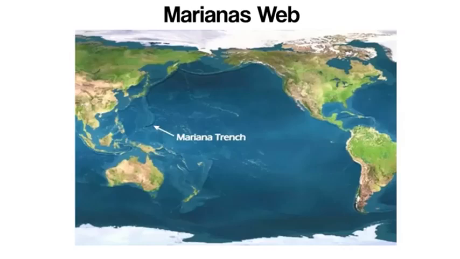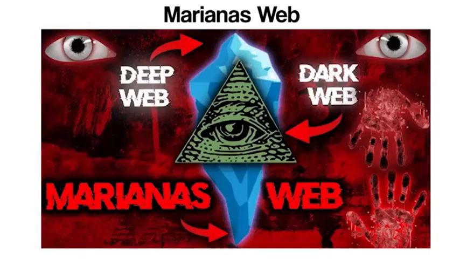Named after the Mariana Trench, the deepest part of the world's oceans, the Marianas Web is portrayed as a hidden digital realm where the most sensitive, powerful, or forbidden information resides. There is no confirmed evidence that the Marianas Web actually exists in any functional or technical form, and it is widely regarded as a fabricated idea or extreme exaggeration of the lesser-known corners of the web.